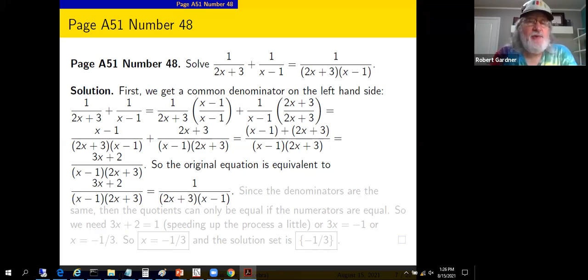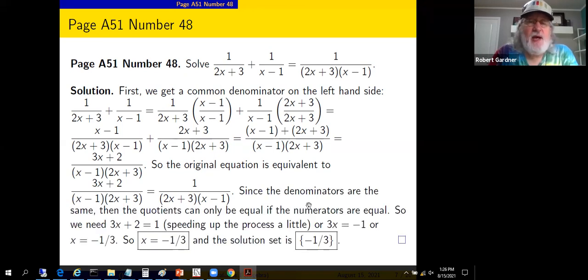Notice the denominators are the same on both sides of the equation. This is x minus 1 times 2x plus 3, and this is the other way around, but that doesn't matter, commutativity. So they have the same denominator. Well, if they got the same denominator, the only way these quotients can be equal is if the numerators are equal. The denominators are the same, so the numerators must be the same. So we can ignore the denominators with a word of caution. We're about to lose some information.